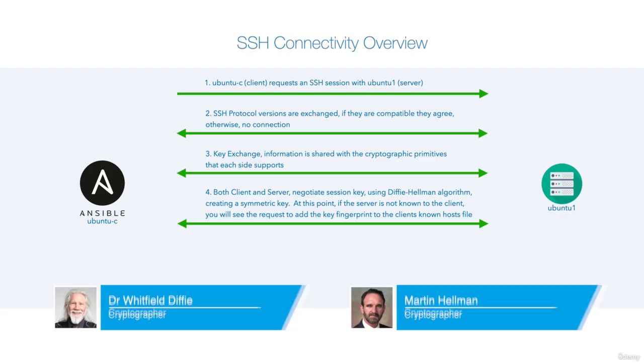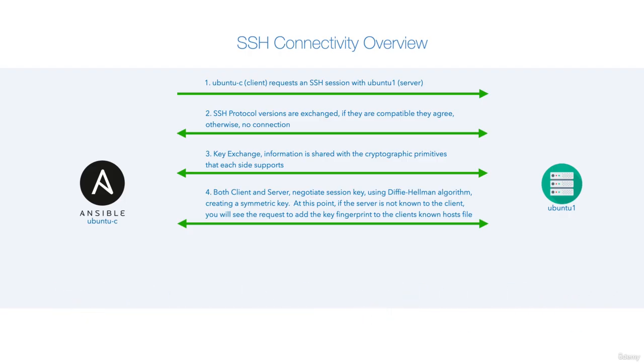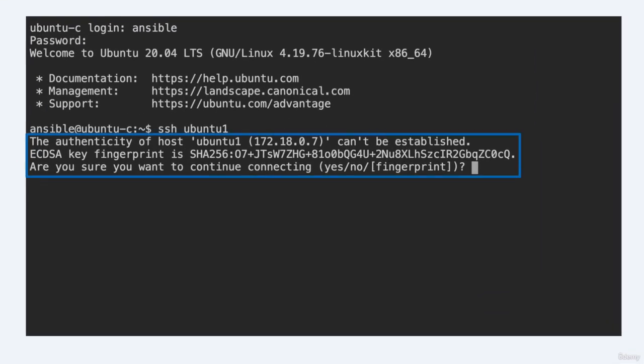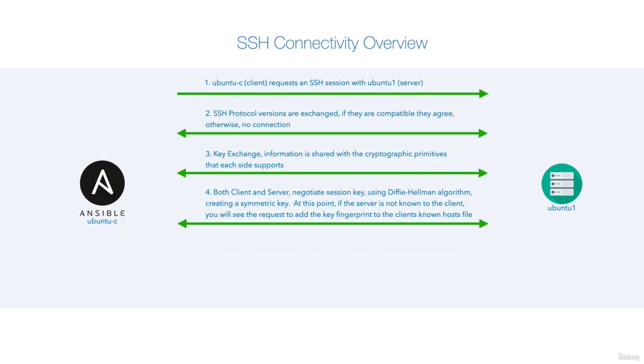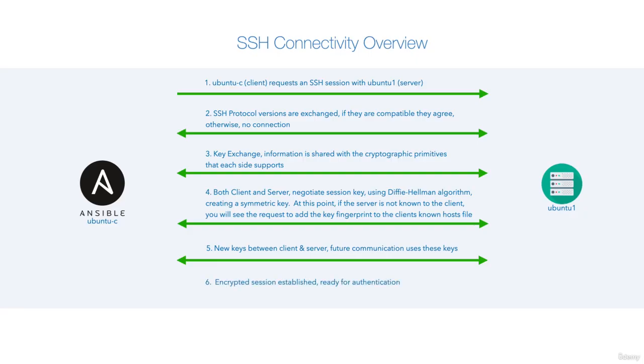It's at this point where some of you who've used SSH before will see this familiar message where it's asking us to verify the target fingerprints. We accept this, and this is stored to the client's known hosts file. Now that a session is in place, new keys are exchanged between the client and the server, and going forward, both sides use the new keys. Finally, we have an encrypted session, and we're ready for authentication. If you were to try this, we'd see a request for the password from the Ubuntu1 system.